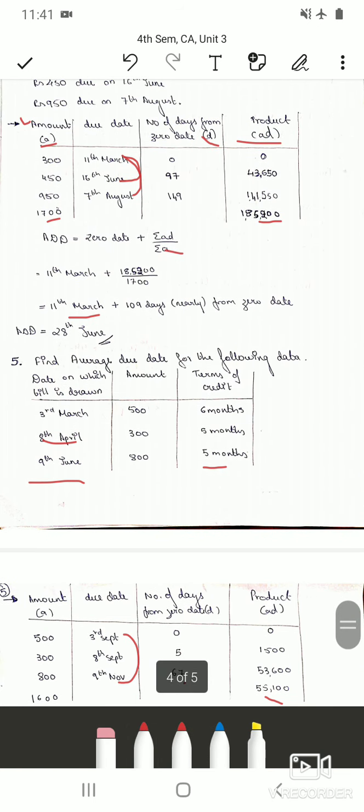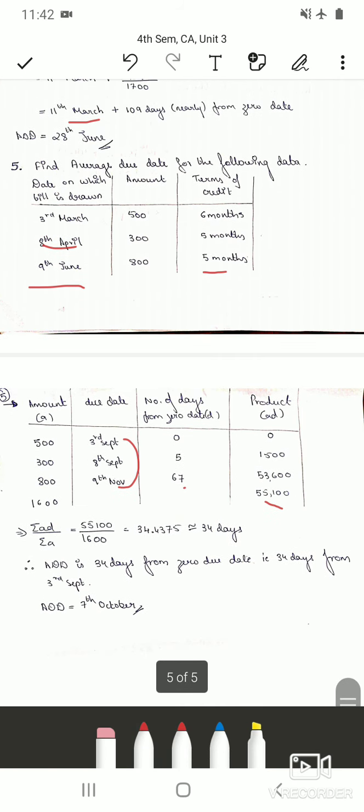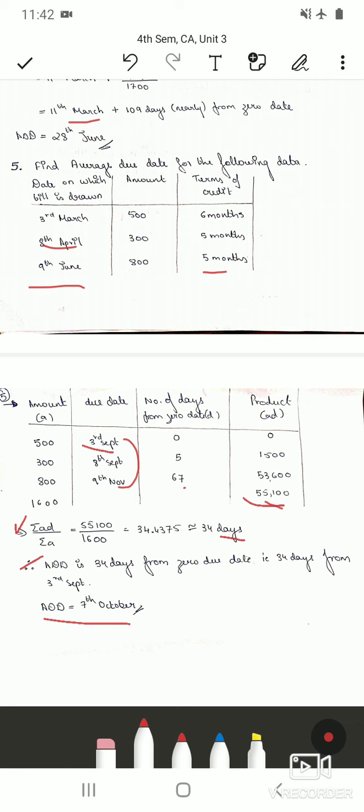So you can solve exactly this way. The steps are the same, but how you write is different, so it is your choice. I have solved in all the ways. So you find summation AD by summation A. So it is 55,100 divided by 1,600, which is approximately 34 days. Now the average due date is 34 days from the 0 date, that is 34 days from 3rd September. We have taken 3rd September as the 0 date. So the average due date will be on 7th October.